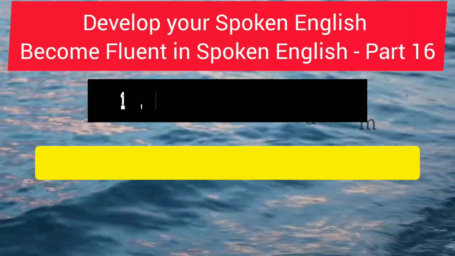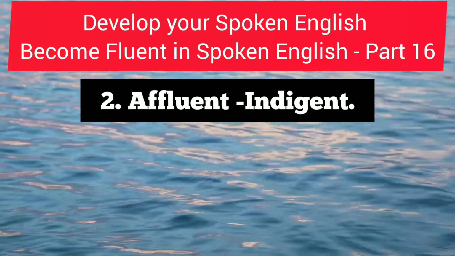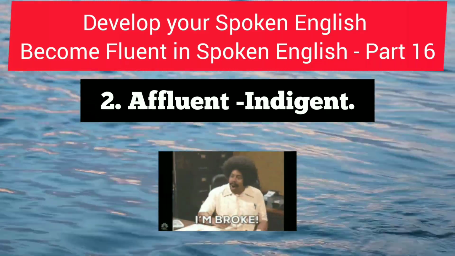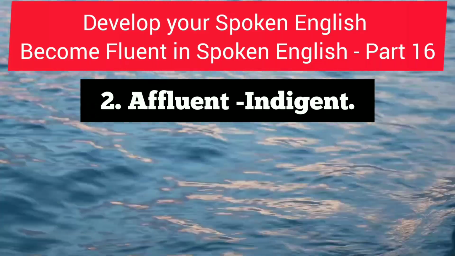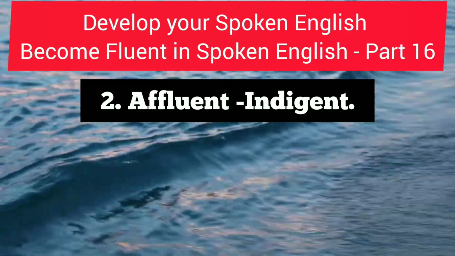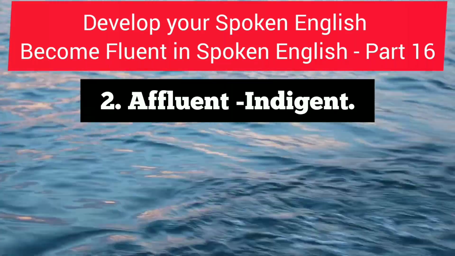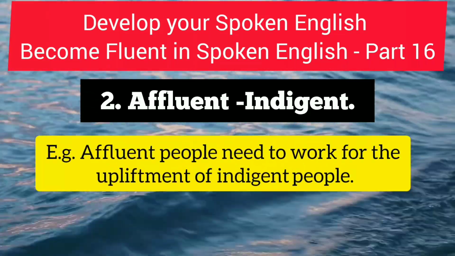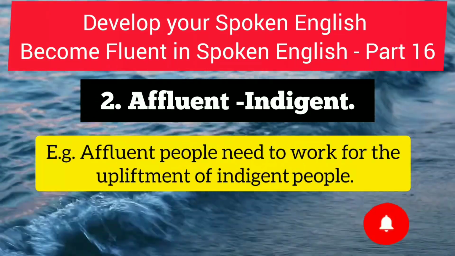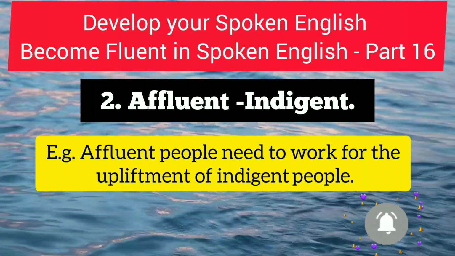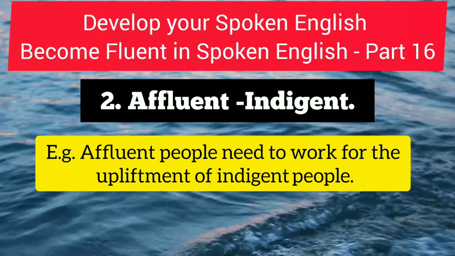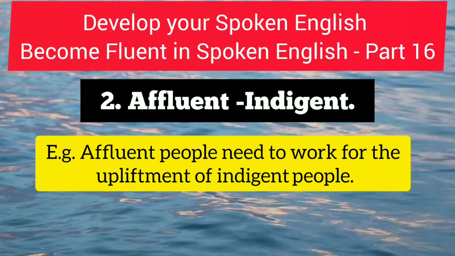That is affluent. Affluent means rich, wealthy. So we can use the antonym indigent. We can use poor also, but indigent is another useful antonym which you can use instead of poor. So let's see how to use it. Affluent people need to work for the upliftment of indigent people. So I'm quite sure it's clear how to use this word indigent. Affluent means rich, indigent is just the opposite or the antonym, that is poor.